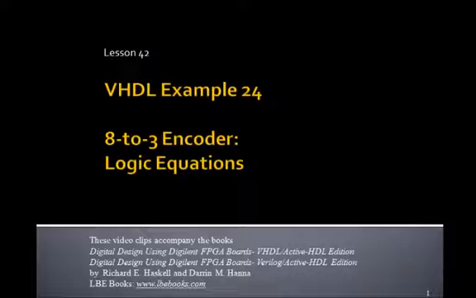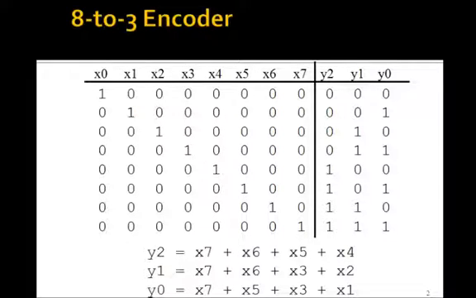This is lesson 42, VHDL example 24. And in this example we'll design an 8-to-3 encoder using logic equations. You remember from the last lesson that this is the truth table for an 8-to-3 encoder, and these were the logic equations that we derived. So it's straightforward to just write a VHDL program for this.